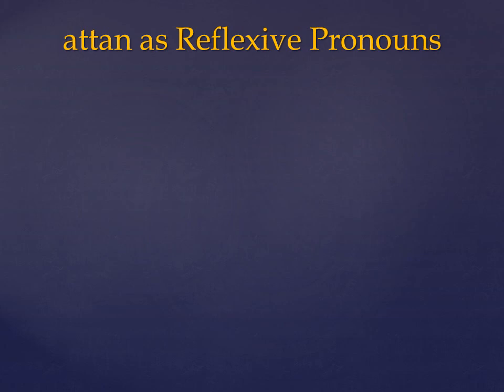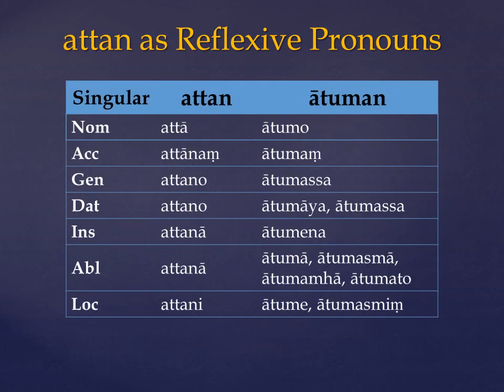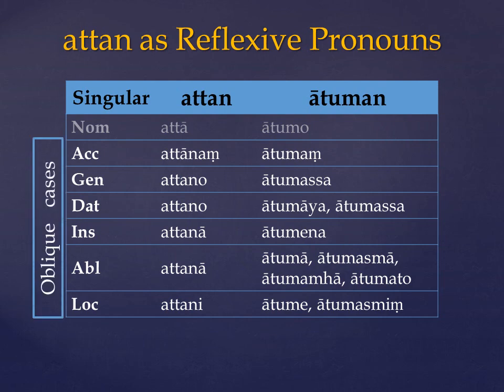So let's briefly look at the declension of atta. We should also note that there's a variant spelling, which is attuma. Now, as a reflexive pronoun, it's used mainly as an object, which means that the nominative form is very rare. And it's only the other cases, sometimes called the oblique cases, which are important.